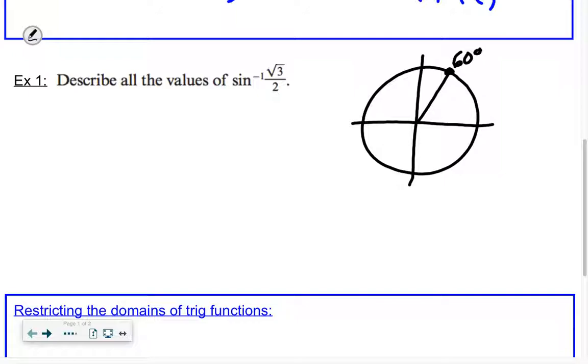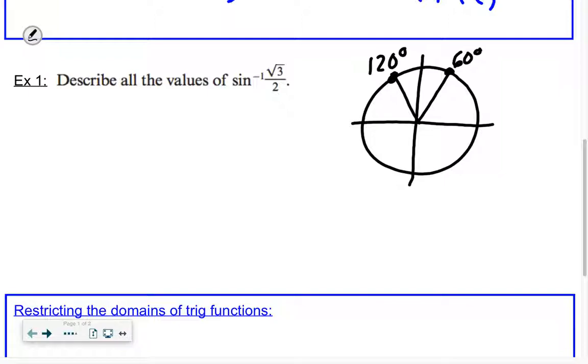And anywhere else? Yeah, it's also located at 120, right? So you can almost think of it like Wheel of Fortune. As long as we land at 60 degrees or 120 degrees, we're winners. That will get us that y value to be the square root of 3 over 2, because again, it's sine. So what do we need to write for our answer?